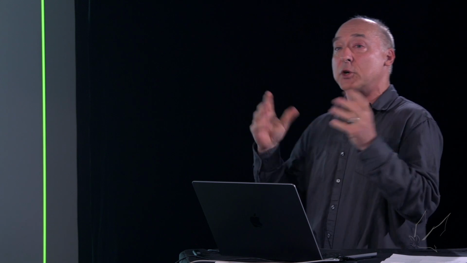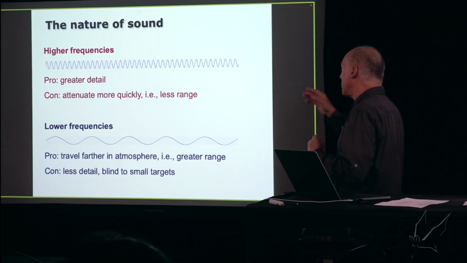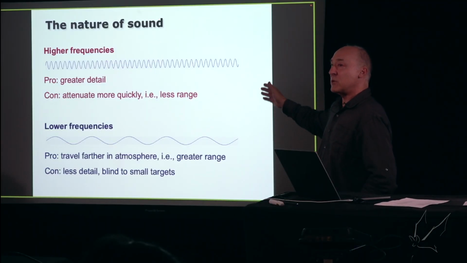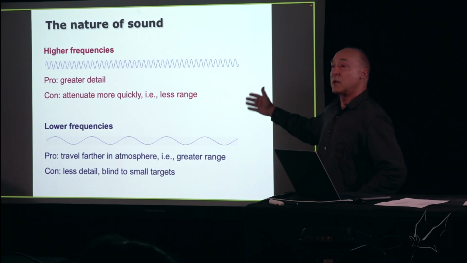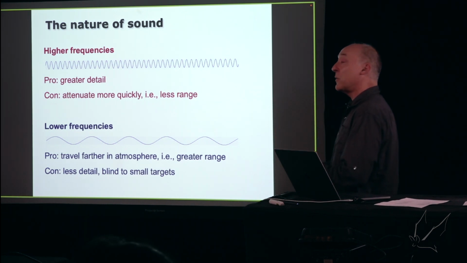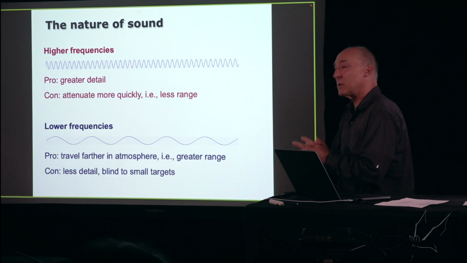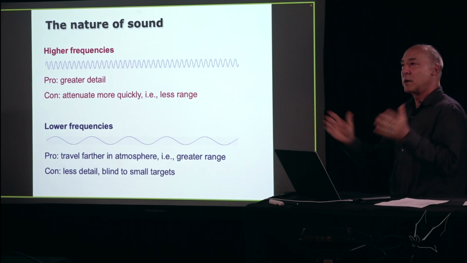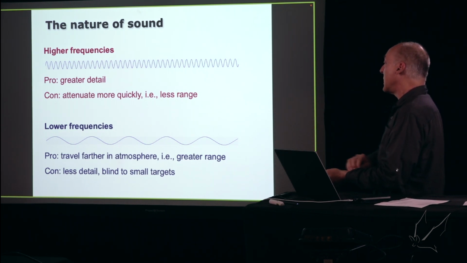Higher frequencies are going to give you greater detail and greater imaging resolution of the target, but they're going to attenuate more quickly. So that's going to limit your range. So lower frequencies, you're going to be able to get more forward range, but you're going to have less detail. And so this right here is going to help us understand a lot of the feeding niches that bats have and how they coordinate or share the foraging and the type of foraging activity you do.